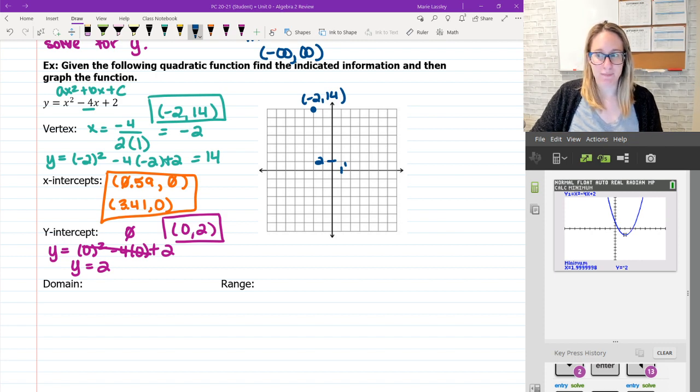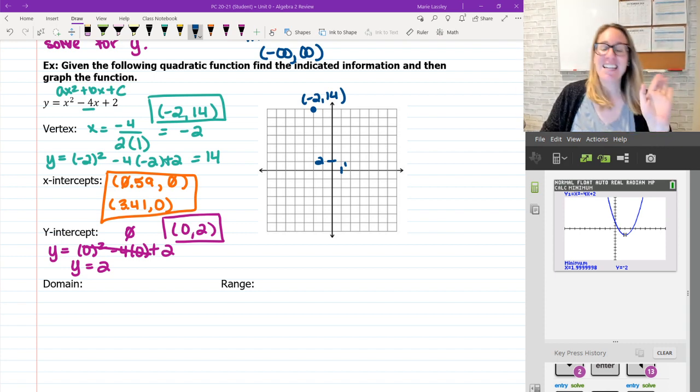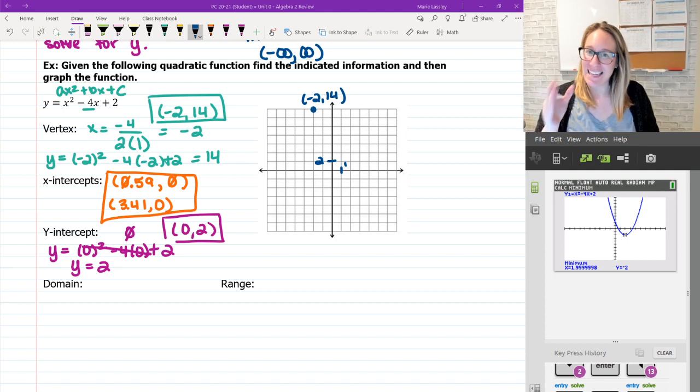Okay, so I just realized something. Our vertex is wrong. It's okay. Some of you have probably already seen this. Some of you have been wondering the whole time, like, why did I do this? I dropped a negative sign. So we have to look at our vertex again.